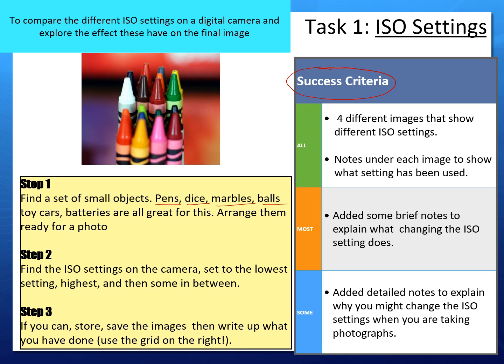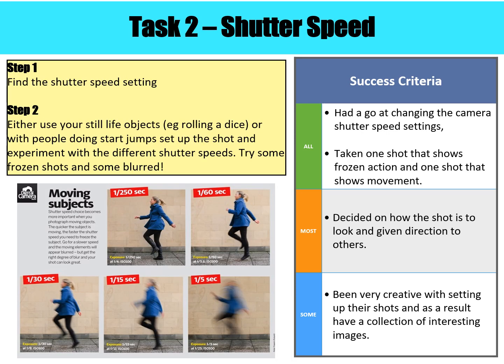Feel free to pause that. Task 2 is doing a similar sort of task, but this time with shutter speed. So again, find the shutter speed setting within Open Camera or in your camera, and use your still life objects to play with slow shutter speed and fast shutter speed. So you can roll the dice, like I do with the food mixer, or you can get someone to do it yourself. You can take a picture of someone else running on the spot, jumping up and down, but have a go at changing the shutter speeds.